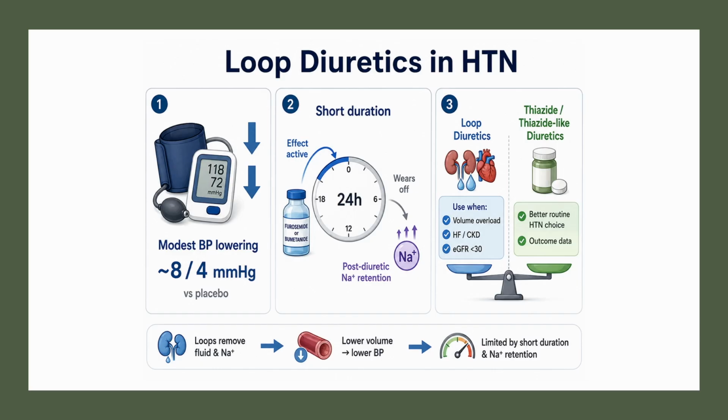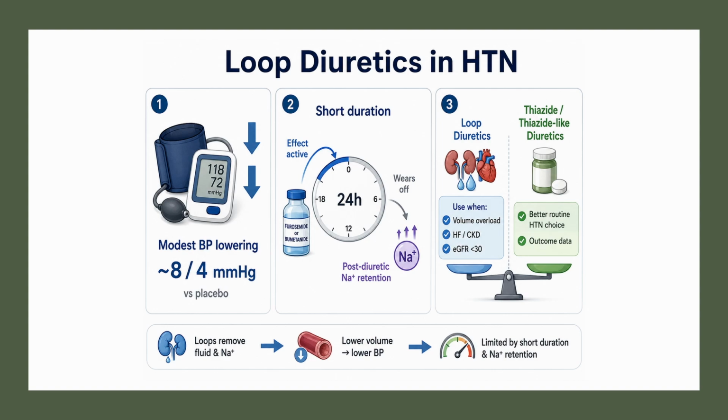Loop diuretics lower blood pressure modestly. A Cochrane systematic review of 9 randomized control trials found that loop diuretics lower systolic blood pressure by about 8 millimeters of mercury and 4 millimeters for diastolic readings compared to placebo. However, the evidence was graded as low quality.